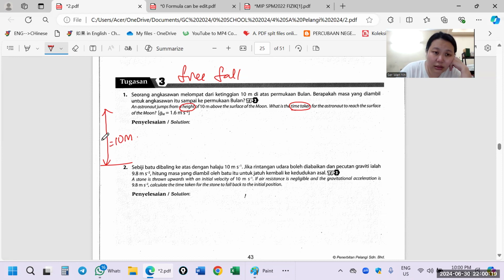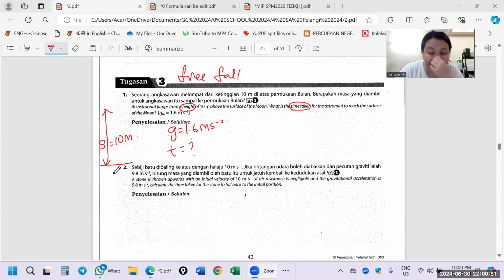So actually this is S, the height. Then g is negative 1.6 meters per second squared. So time, we don't know. And we have one more hidden piece of information. Do you know what it is? Before he jumped, what is his velocity?